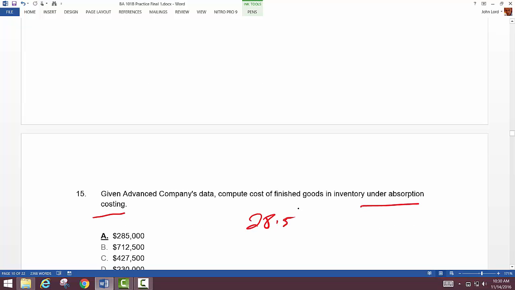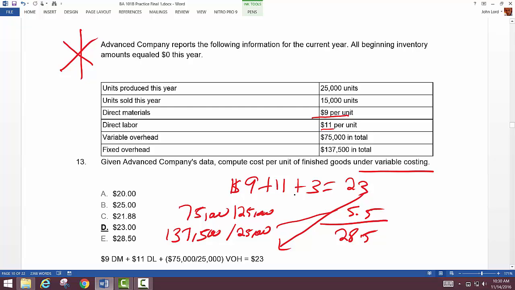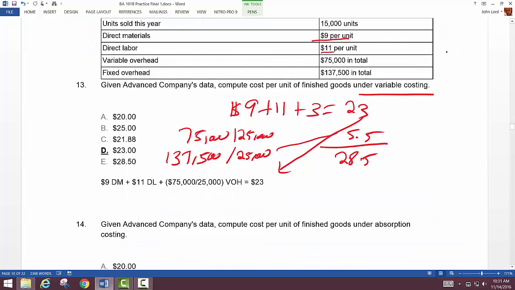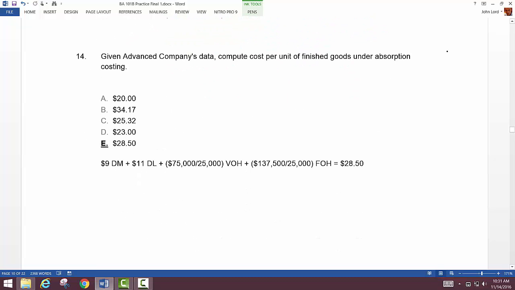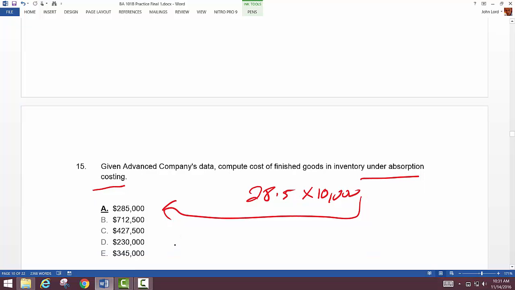Right? And now you go back up into the problem and you want to see, well, what do I have in ending inventory? So if you produce 25,000 units and you sold 15,000, how many do you have left in ending inventory? 25,000 minus 15,000, good. That means you've got 10,000 in ending inventory. Okay, so what does that mean? 10,000 in ending inventory times what? $28.50 per unit that we calculated up there. $28.50 per unit times 10,000 units in ending inventory means ending inventory is going to be 285,000, right? Okay.